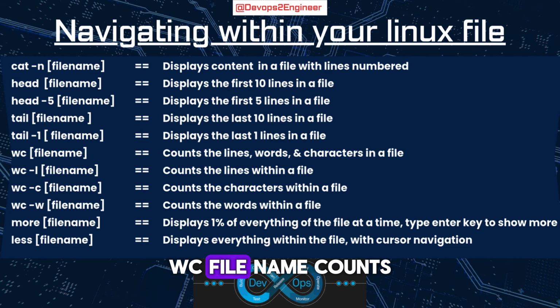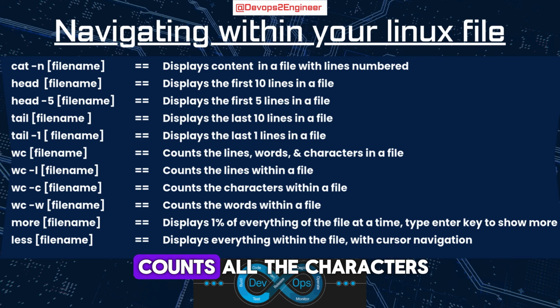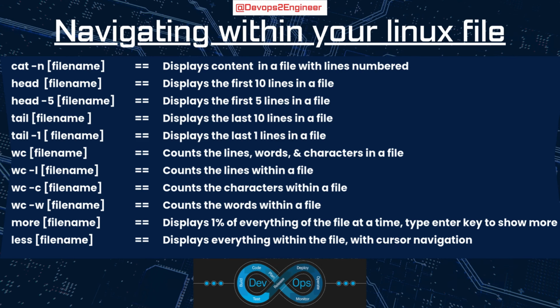wc filename counts all the words, lines, and characters in a file. wc -l counts all the lines within a file. wc -c counts all the characters in a file. wc -w counts all the words in a file.